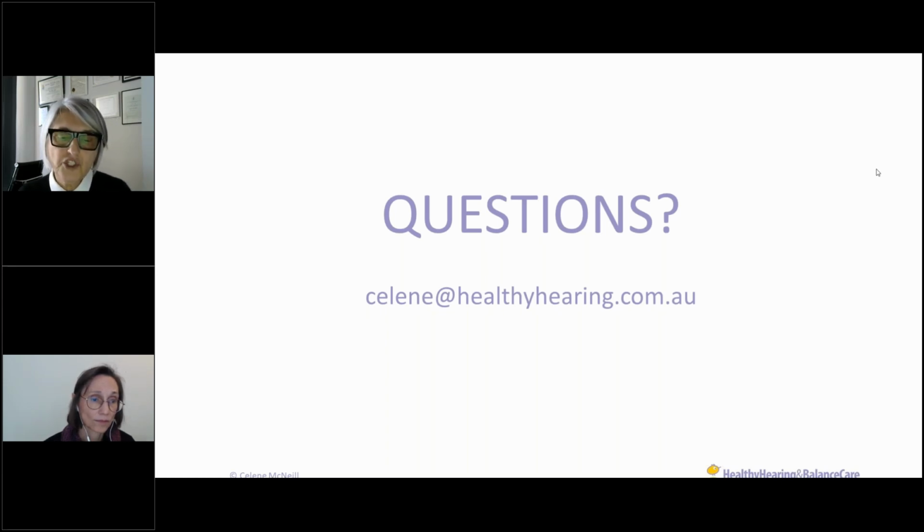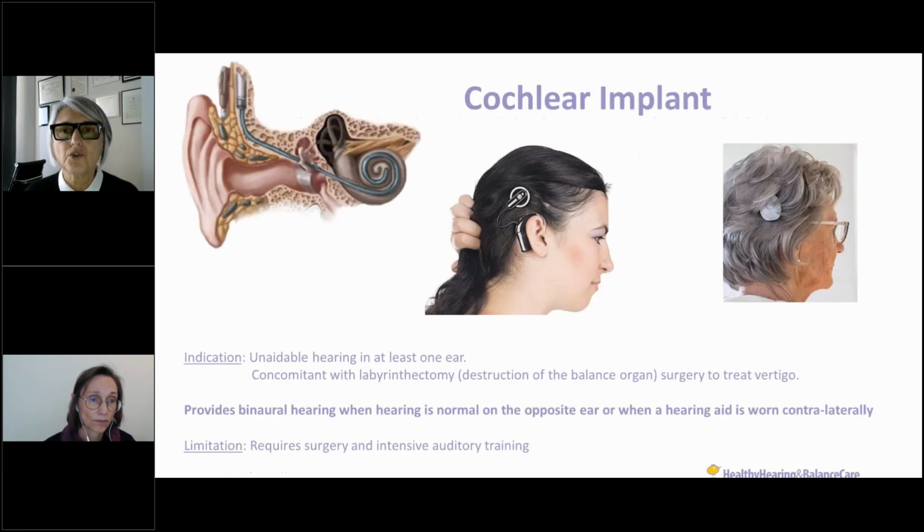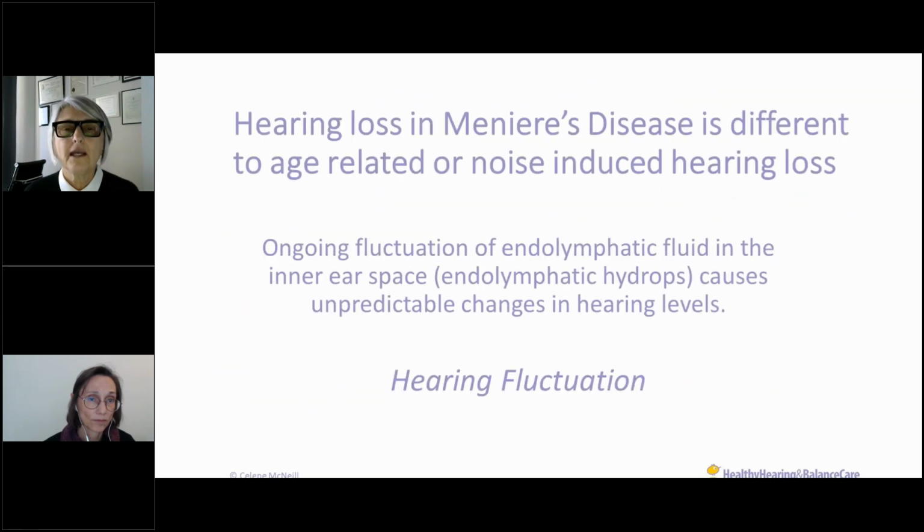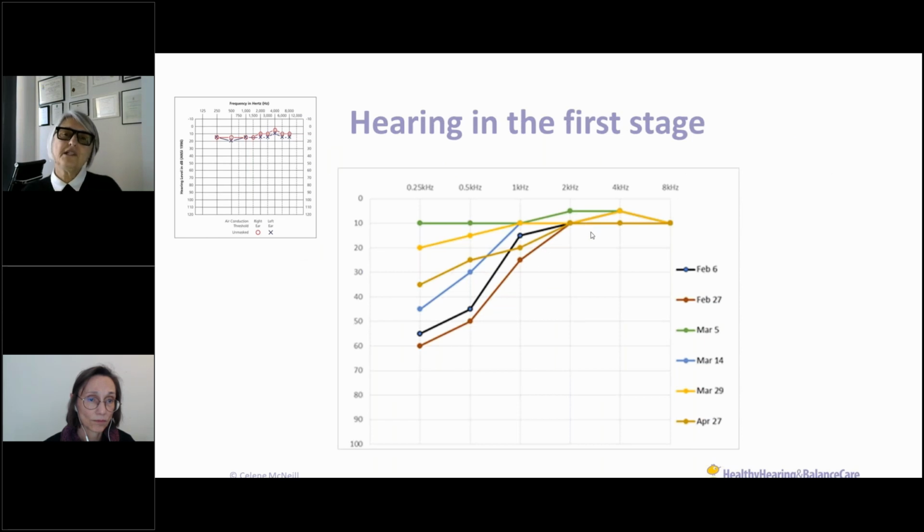So how do you know which stage you are? The hearing loss is usually the mark, if you like. So when you're in the first stage, the hearing drops only in the low frequency. So I'll go back to my slide, just to show you. When you're in the first stage of the disease, the hearing drops only in the low frequencies.